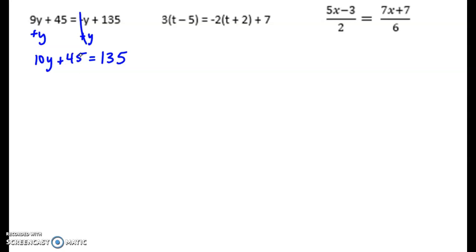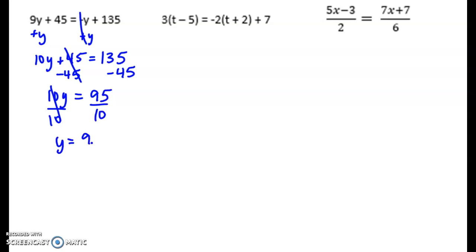Now we have to move this constant term of 45 to the right. So we want 0 constants on the left, so we need to subtract 45. And we have 10y is equal to 95. And now we see that 10 is being multiplied by y. We divide by 10. And y is equal to 9.5.